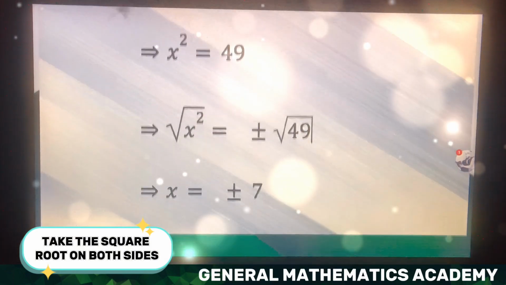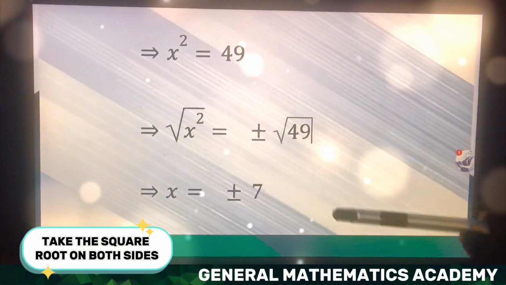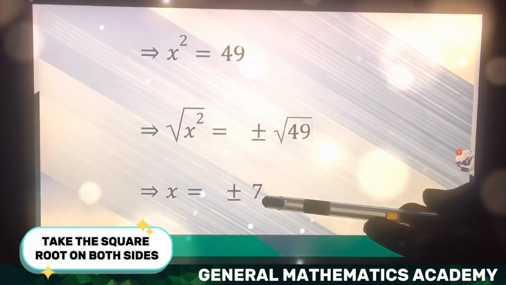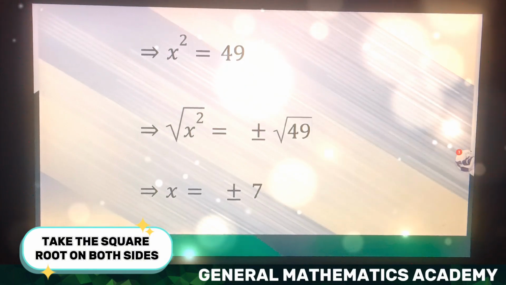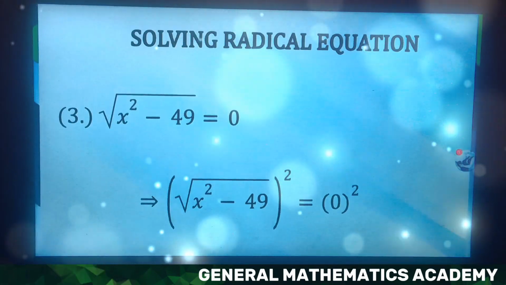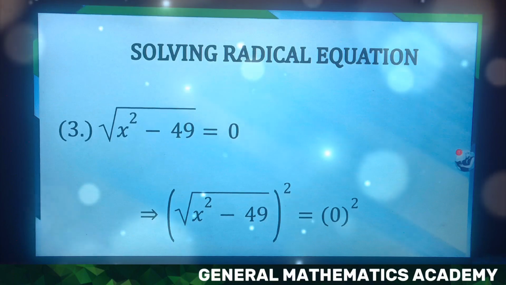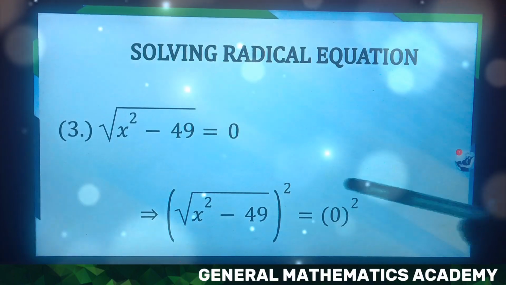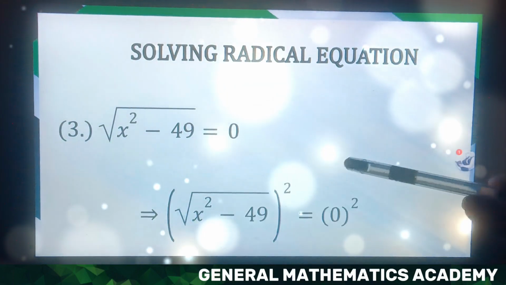So ladies and gentlemen, the value of x that will satisfy the given radical equation is positive 7 or negative 7, and that is the solution or the final answer. This is the process of finding the unknown value of the independent variable x upon solving a radical equation.